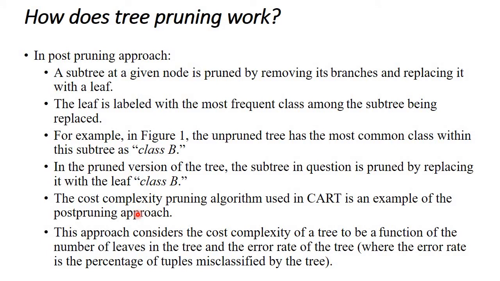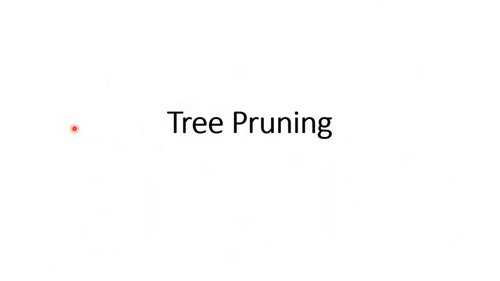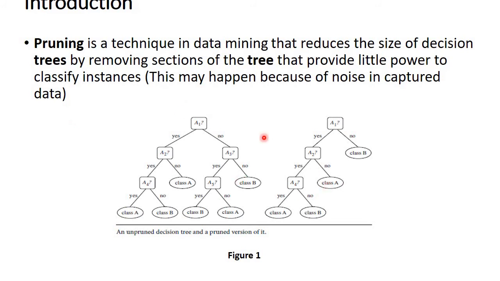Next, going to the post-pruning technique. If the tree has been pruned after the construction of the entire decision tree, then the approach is said to be a post-pruning approach. The leaf is labeled with the most frequent class among the subtree being pruned. Now, how it happens in post-pruning is that after the complete construction, the tree is pruned.